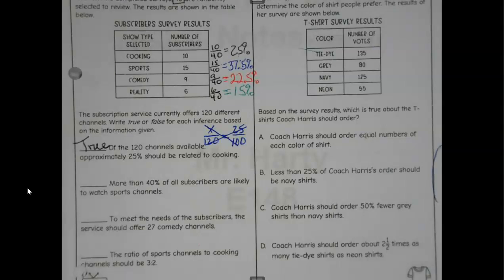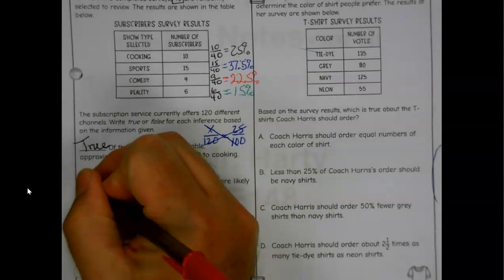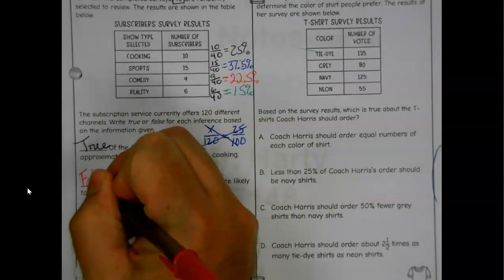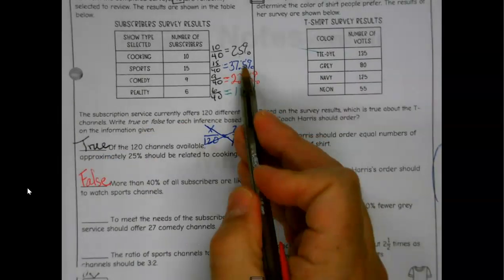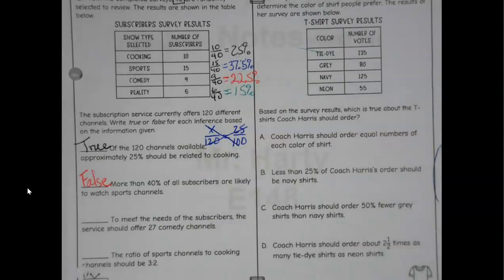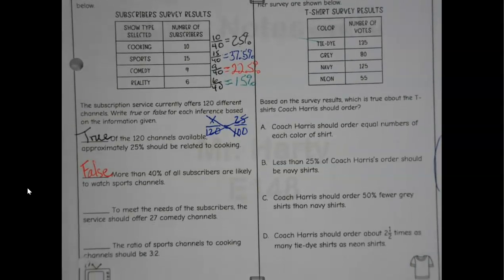More than 40% of the subscribers are likely to watch sports channels. So check out our percentages from up above. Is the sports over 40? No. In the ballpark, but it's not over 40. It's 37 and a half. Kind of getting a little on the skinny side there, but that's okay.